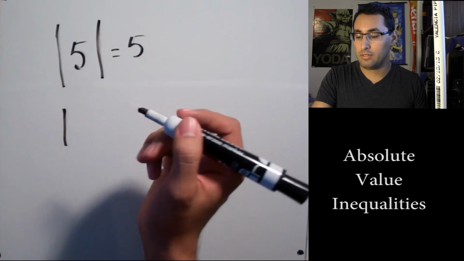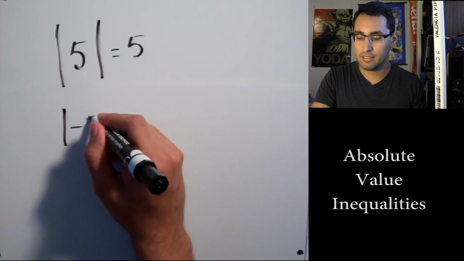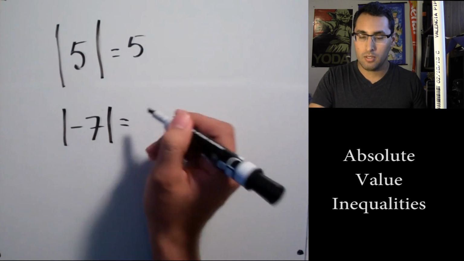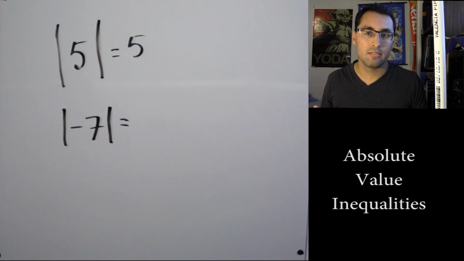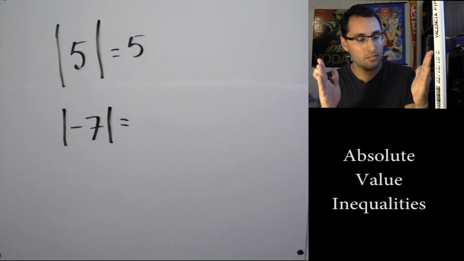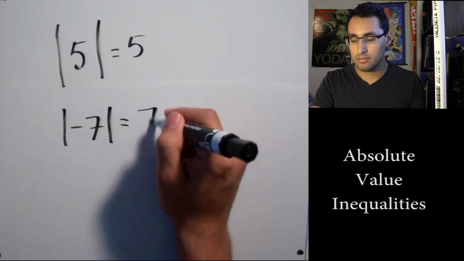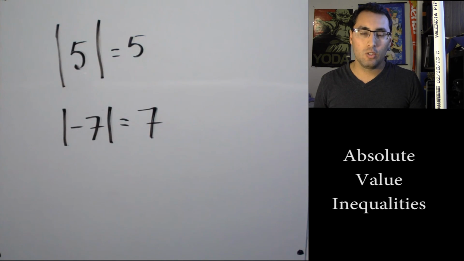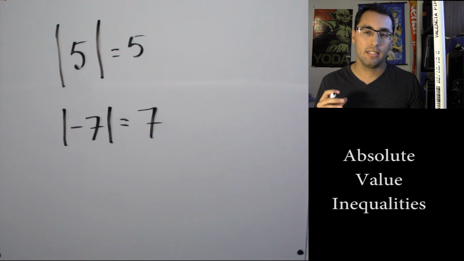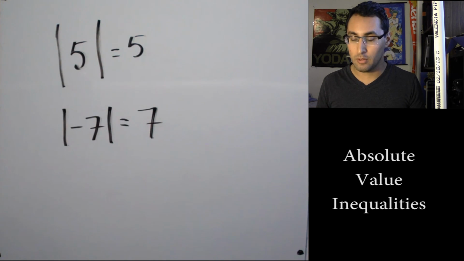What if I gave you, let's say, -7? Well, how far away is -7? So I look at 0, how far away? It's 7 away. So the short answer is that if I put anything in absolute value, it just comes out being positive.